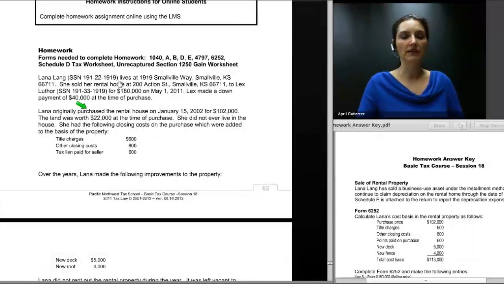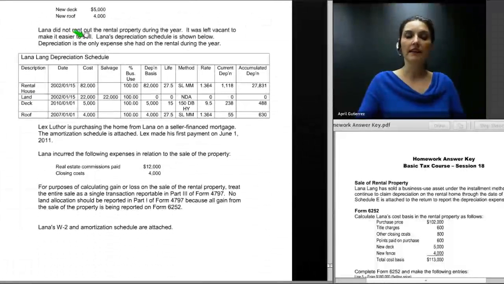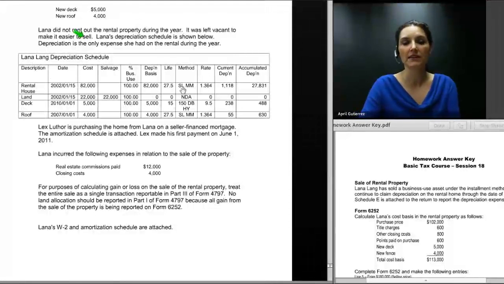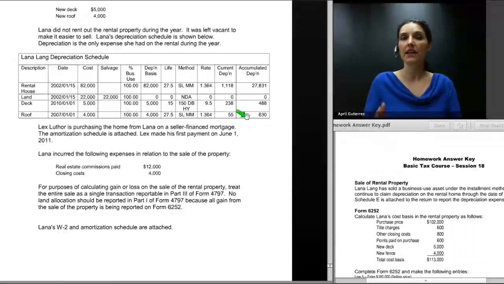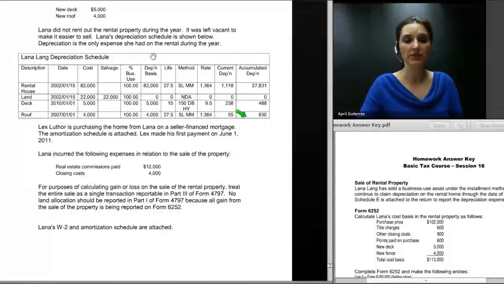The buyer of the home, Lex Luthor, paid her $180,000 and made a down payment of $40,000 at the time of purchase. Over the years, Lana made the following improvements to the property, and of course those increase her cost. But then again, her cost is decreased by any depreciation she has previously claimed. We can see that her accumulated depreciation on each of those assets is shown here. And so you're going to have to be reducing her cost basis or making an entry on the Form 4797 and again on the 6252 to account for that prior depreciation.